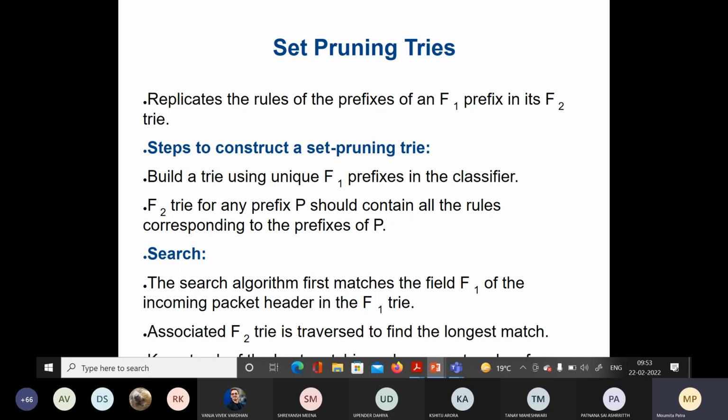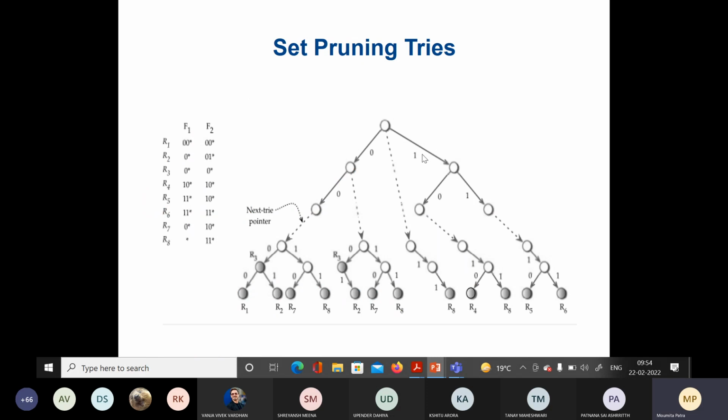So what we are doing in the case of set pruning tries is that you replicate the rules of the prefixes of F1 in its corresponding F2 trie. So you get a much more exact match in that case. How do we construct this set pruning trie? You build a trie using the unique F1 prefixes in the classifier, and then you find out what possible values can be added, so that when you are doing an F2 classification, you will have a better match. Let me go directly to this diagram for better understanding.